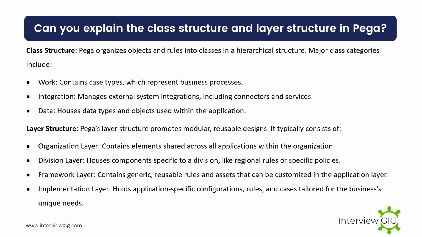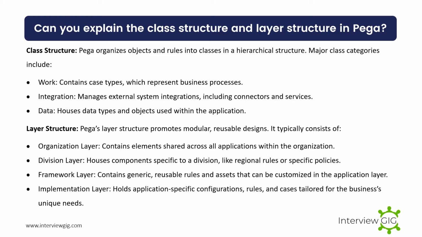Can you explain the class structure and layer structure in Pega? Class structure. Pega organizes objects and rules into classes in a hierarchical structure. Major class categories include: Work. Contains case types which represent business processes. Integration. Manages external system integrations, including connectors and services. Data. Houses data types and objects used within the application.